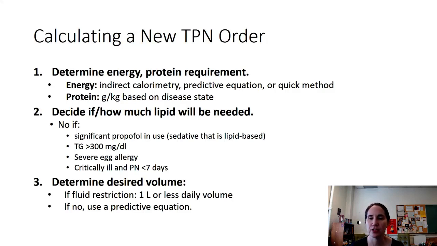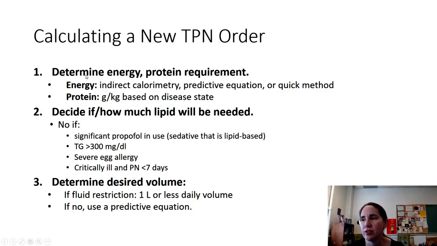So of course, first, step one would be determining their actual energy and protein requirements. In the ICU environment with a critically ill patient, it's always recommended to use indirect calorimetry, but if not, you can use a predictive equation. The Evidence Analysis Library suggests using Penn State if someone's critically ill. The ASPEN guidelines say use whatever you want, just stick with a particular approach.